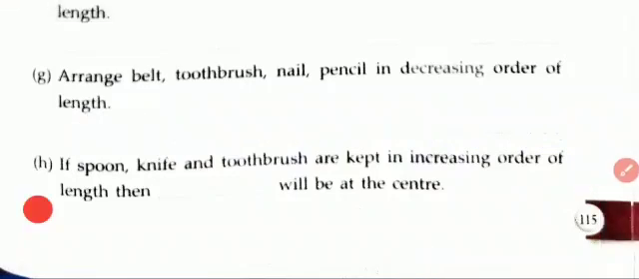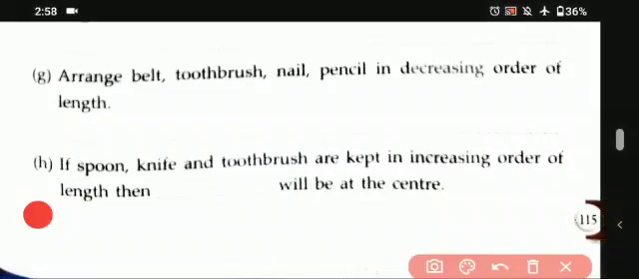Let's see another one. If spoon, knife and toothbrush are kept in increasing order of length, then dash will be at the center. So what will be in the center? That is toothbrush. So toothbrush will come in the center. Okay students.